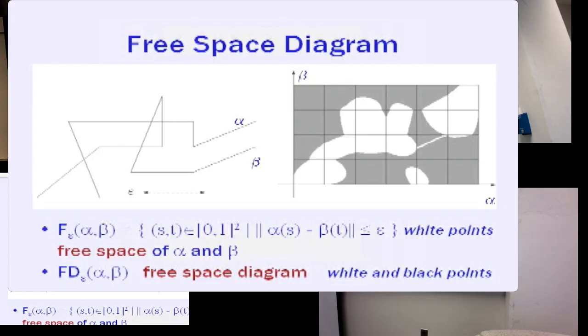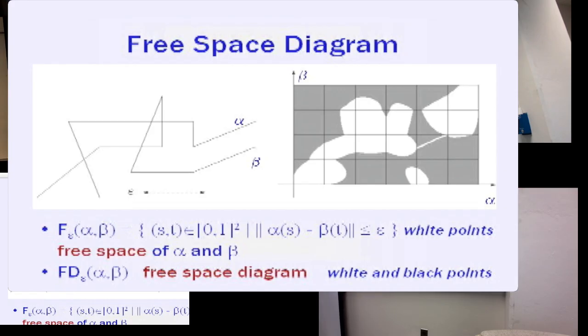Now, after I painted this whole, what we call free space diagram, how do we know if there is a schedule of the person and the dog from the beginning to the end? Where is the beginning of the two curves? Beginning of alpha and the beginning of beta will be the lower left corner. The end point of alpha and beta will be the top right corner.